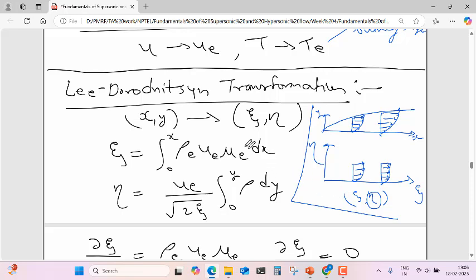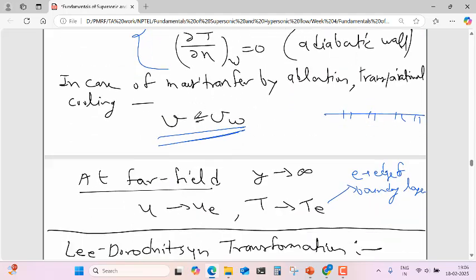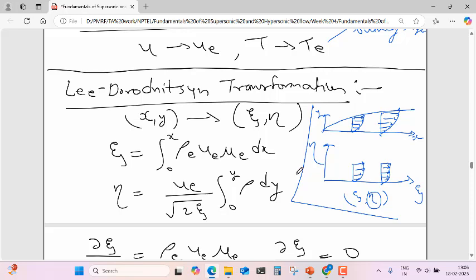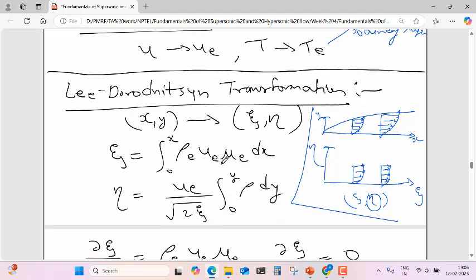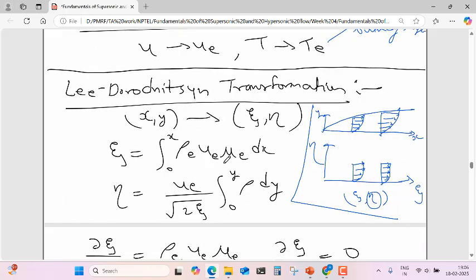So there is one transformation, the Lees-Dorodnitsyn transformation. It will not give the similar profile by itself, but it can be used for finding the similar profile for various different cases. For generalizing this compressible boundary layer equation, it will not give the similar profile, but for different cases like flat plate and cylinder, it will give the similar profile.